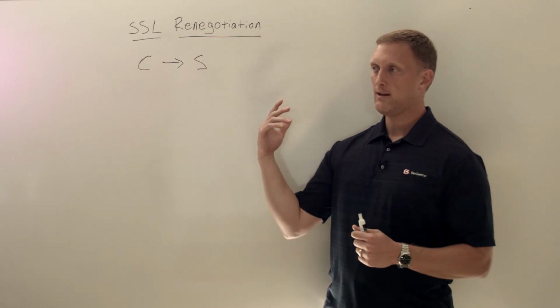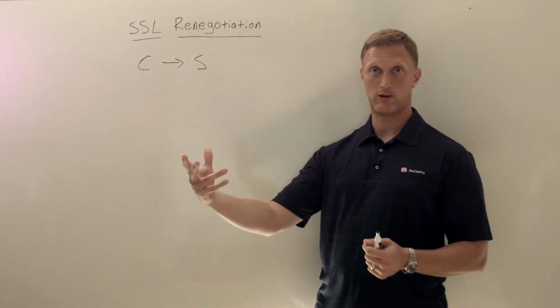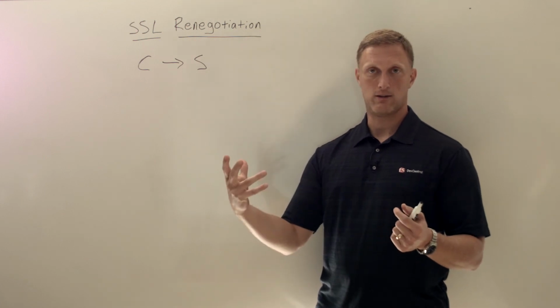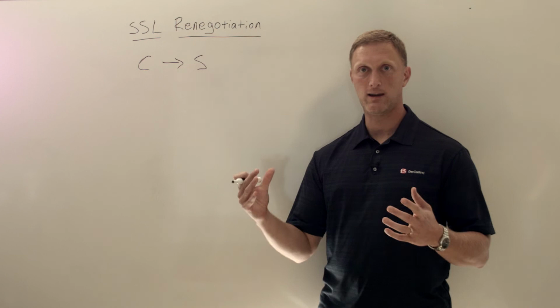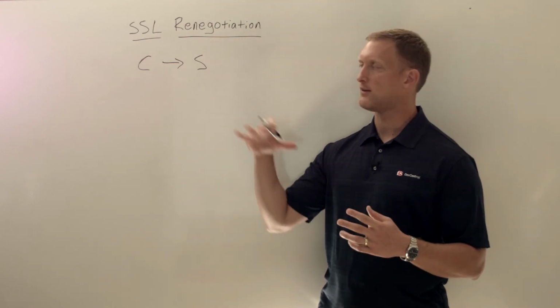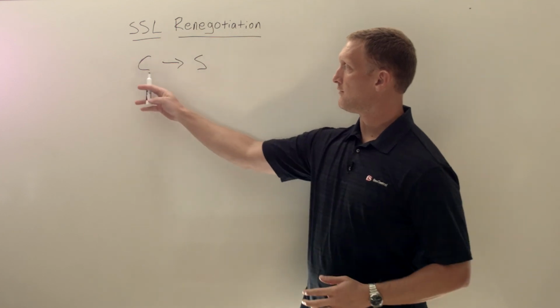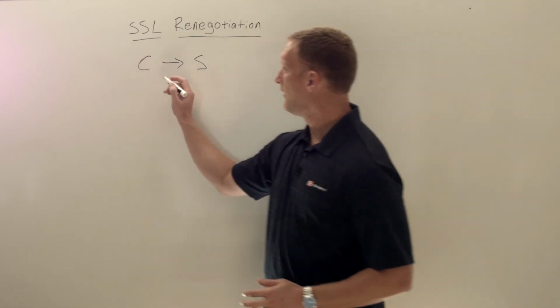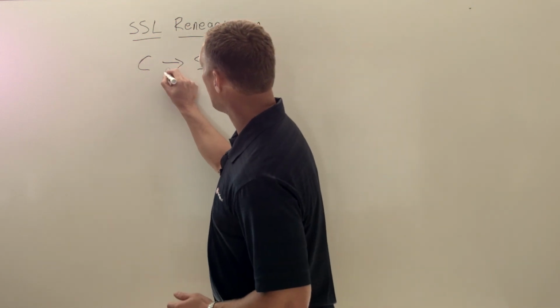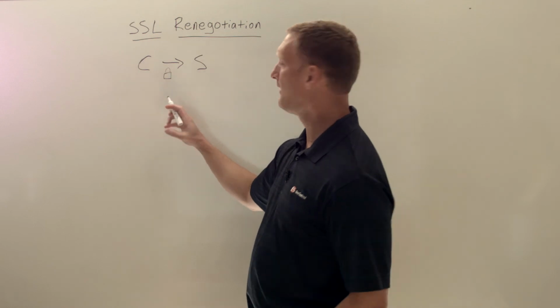Another one is that new encryption keys may be needed in the midst of a secure connection that's already established. Maybe a new hash algorithm is needed. So there are any number of reasons that this may need to happen. But again, what renegotiation is: you have an initial client to server connection that is secure. I'll put a little lock on it right here. It's a pretty good lock.